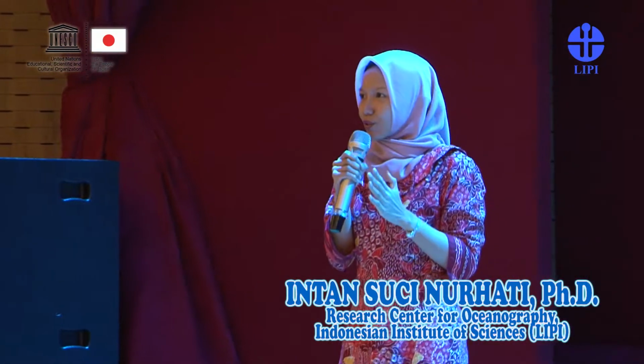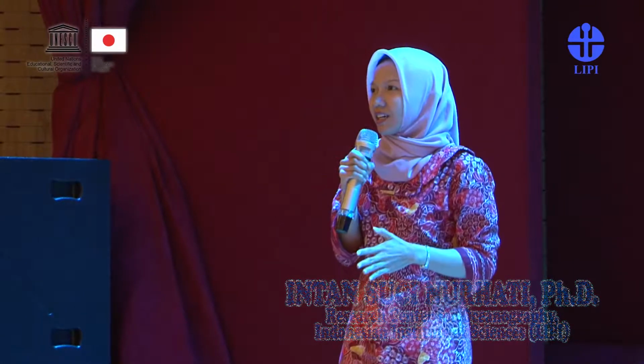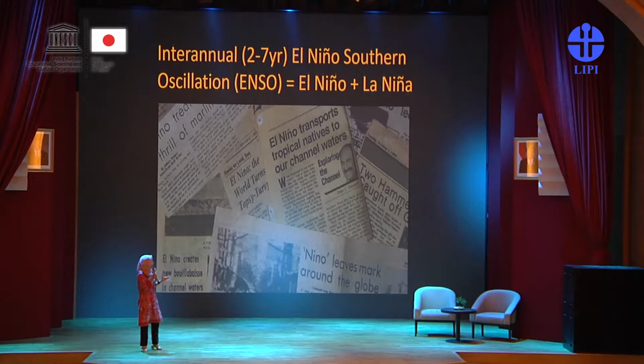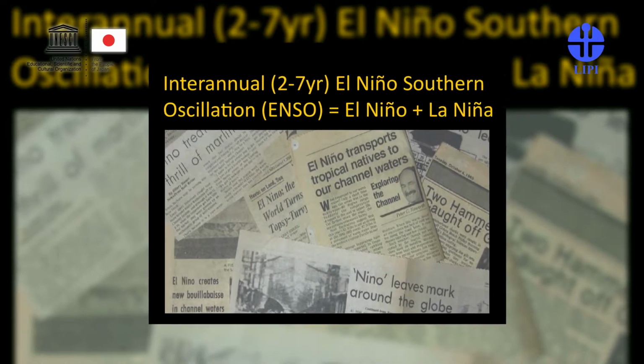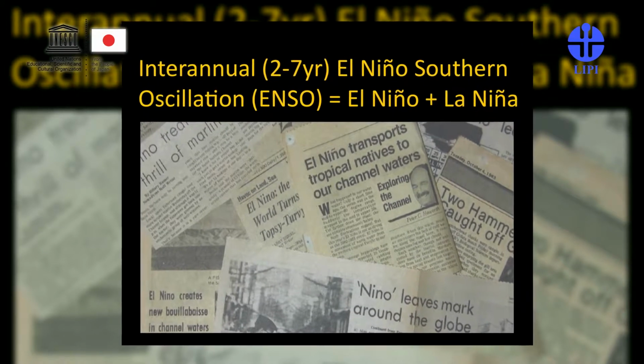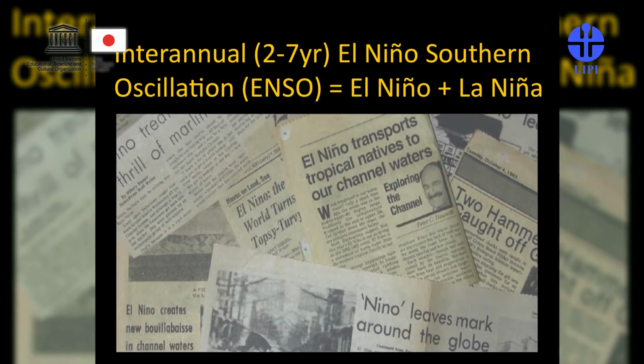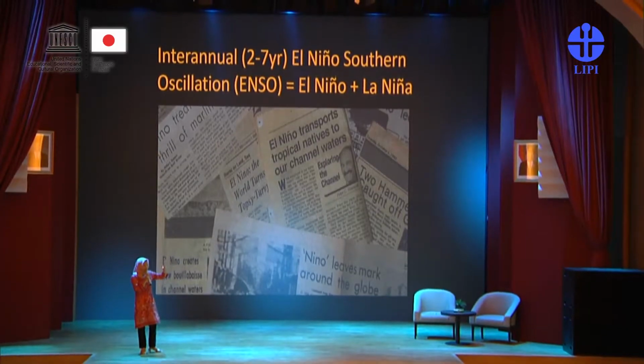On the interannual, between-year cycle, every 2 to 7 years, here on our planet, we have a natural climate variability called ENSO. ENSO is short for El Niño Southern Oscillation. All right, it occurs every 2 to 7 years.